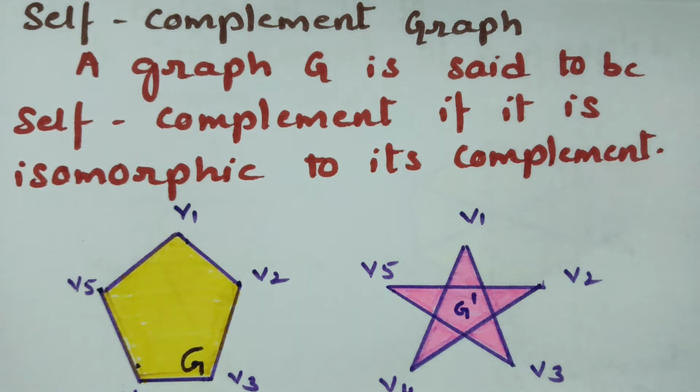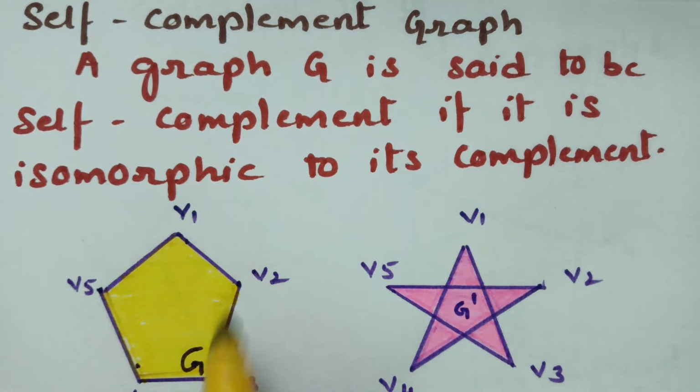So I made a video on isomorphism. When we say that a graph G is isomorphic to G dash, there are so many conditions, and all the conditions I have given. Please watch the playlist, go through that video, and it will be very helpful and very important too.